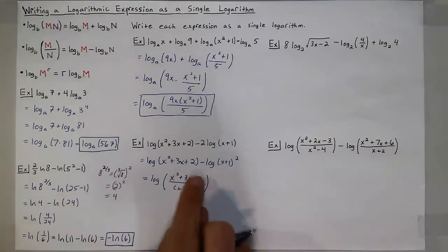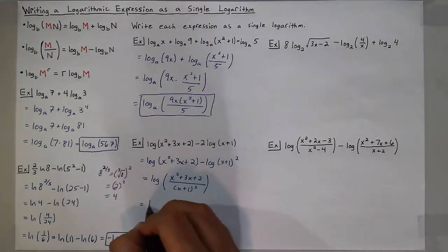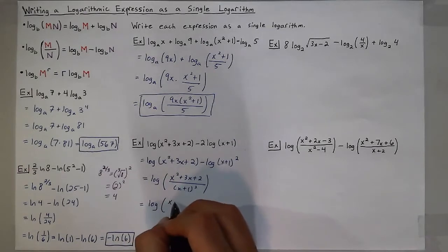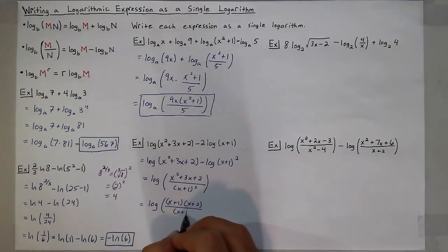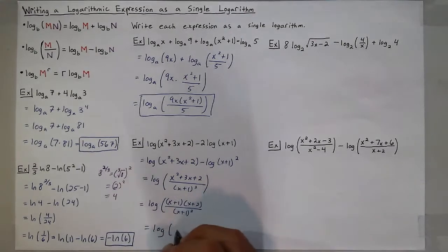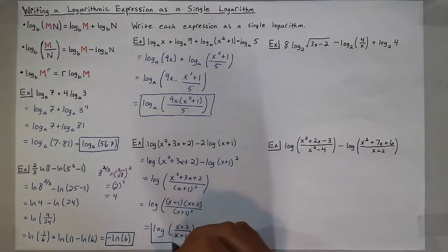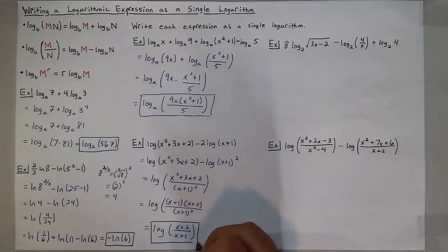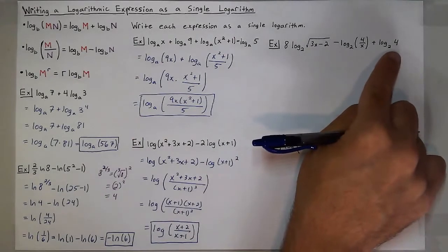And I do have a rational function, and I could try to put it in lowest terms to simplify the look of it. So I can factor my numerator to be log of (x plus 1) times (x plus 2) over (x plus 1) squared. And you'll see here that one of the x plus 1's can cancel, leaving me with log of (x plus 2) over (x plus 1), which is a much simpler looking expression than what I had before. That's my one logarithm.